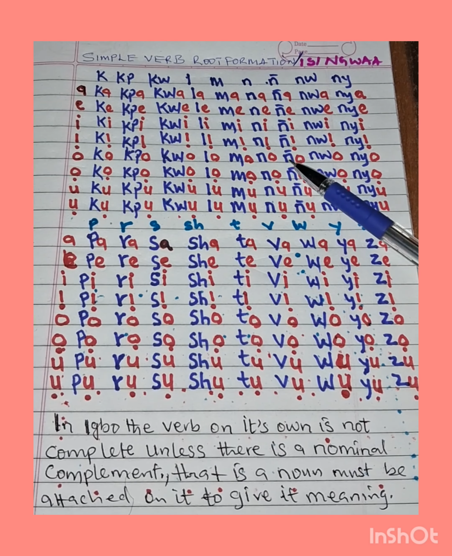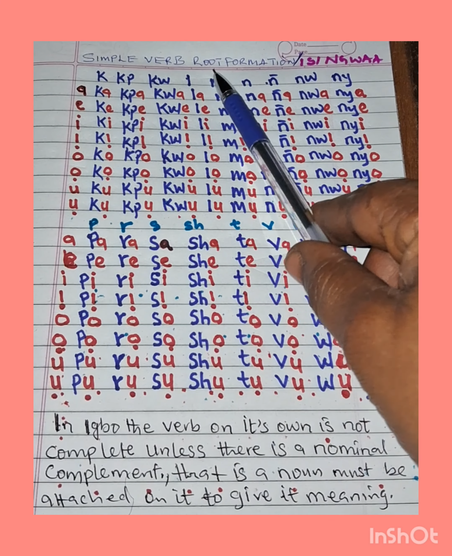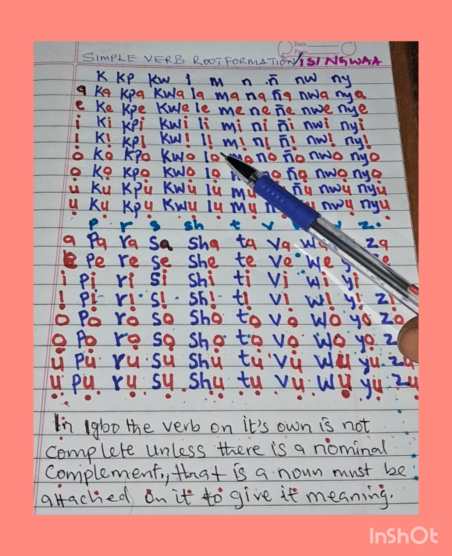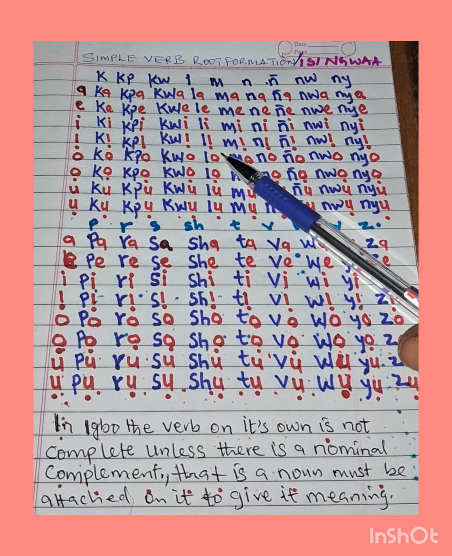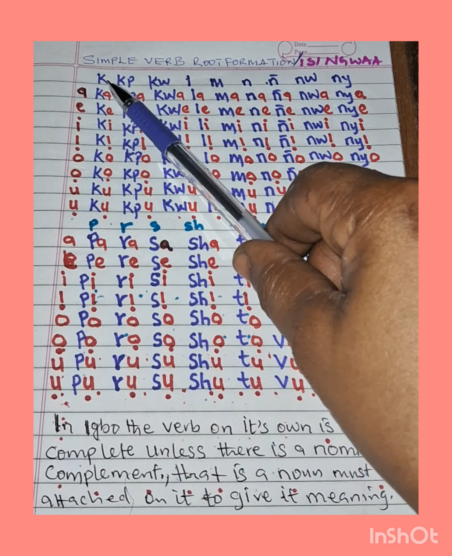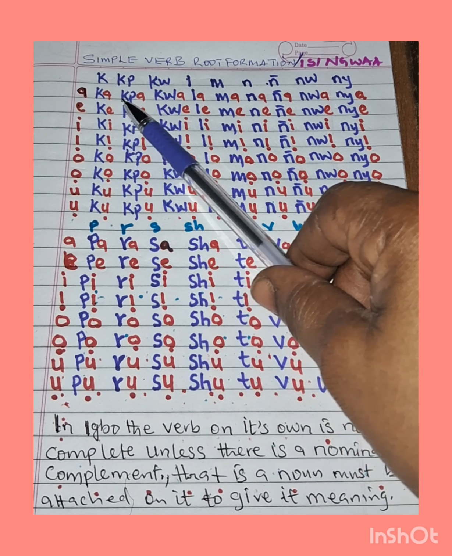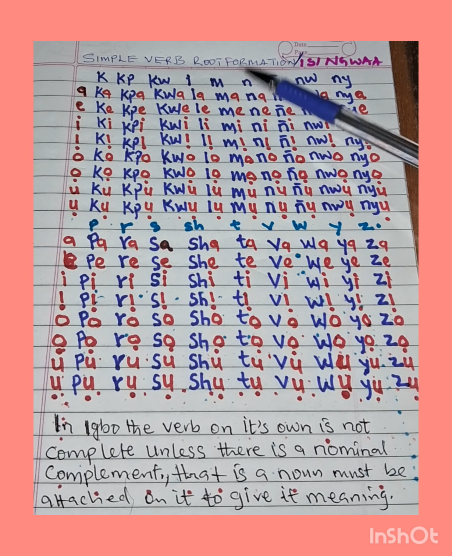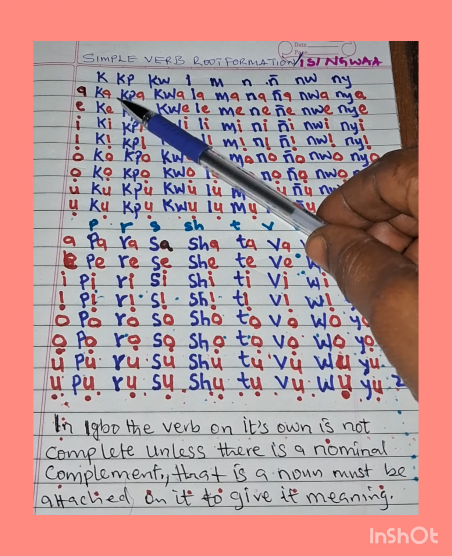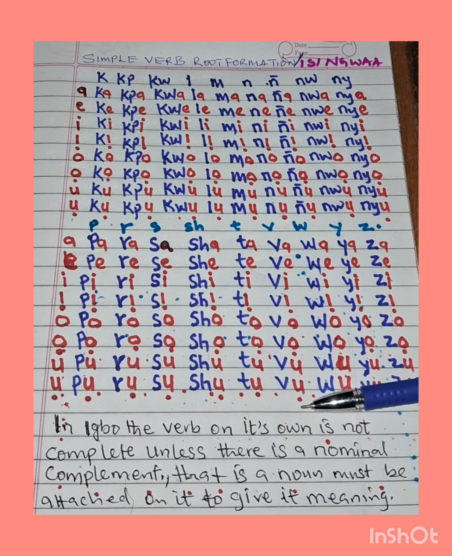We have Igbo language. Our topic says simple verb root formation, isi ngwaa. Last time we learnt about it, and we said that for you to form a simple verb root, we are going to take one consonant and one vowel letter to form a simple verb root. We have done them here for you to see. Last time we did it, but this is the last batch of it.